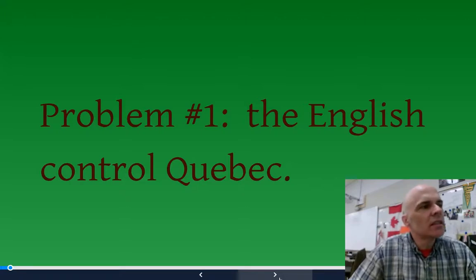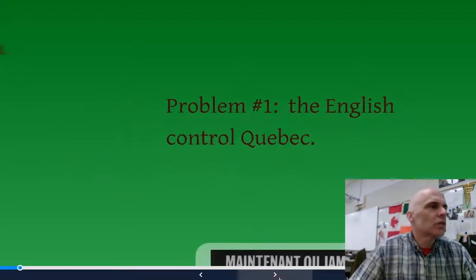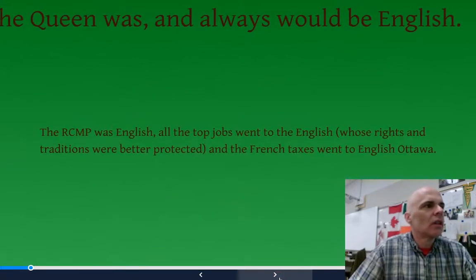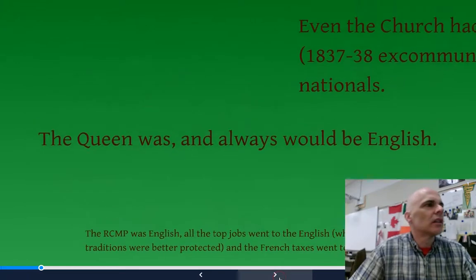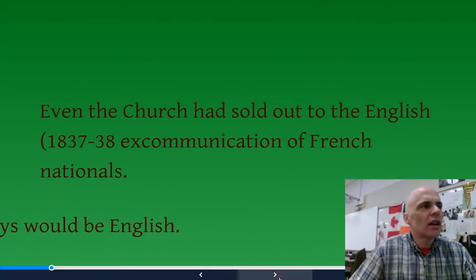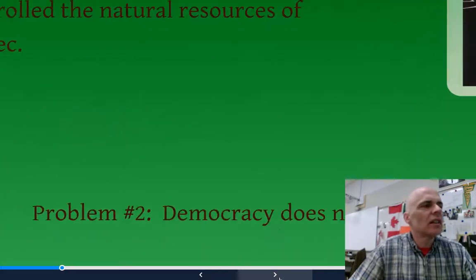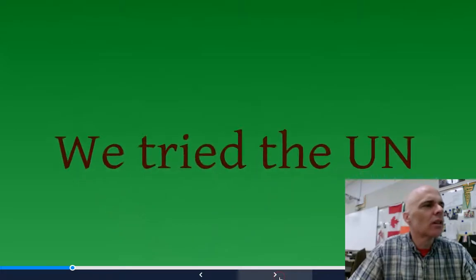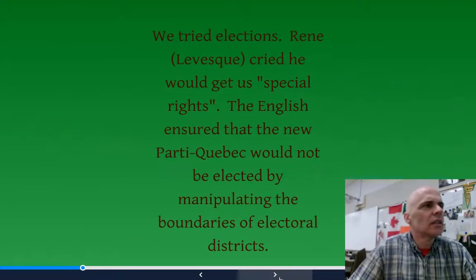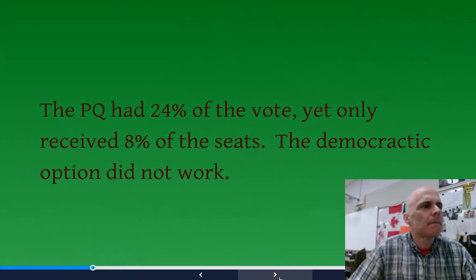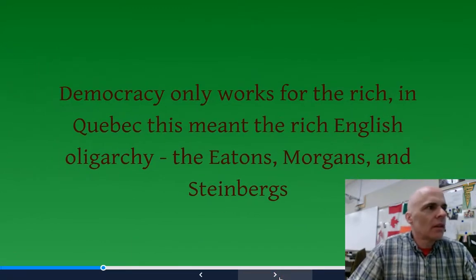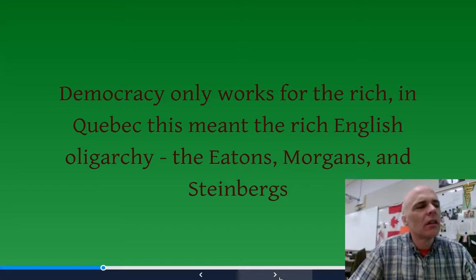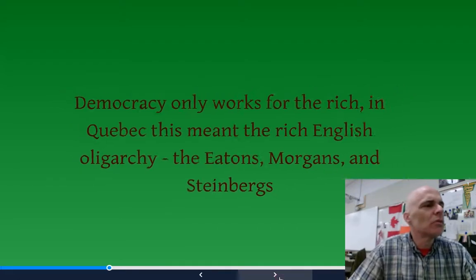So the problem that they see is Quebec is controlled by the English, and it always had been so. The RCMP, the government, the monarchy would always be English. The church had excommunicated those French nationalists that had attempted to revolt earlier in the 19th century. They tried democracy with the Parti Québécois and René Lévesque, but due to gerrymandering, it did not work. They went to the UN and lobbied. No one listened. And they understood then that democracy would only work for the rich Anglophones, and therefore Quebec would always be their colony instead of the French nation that it should be.